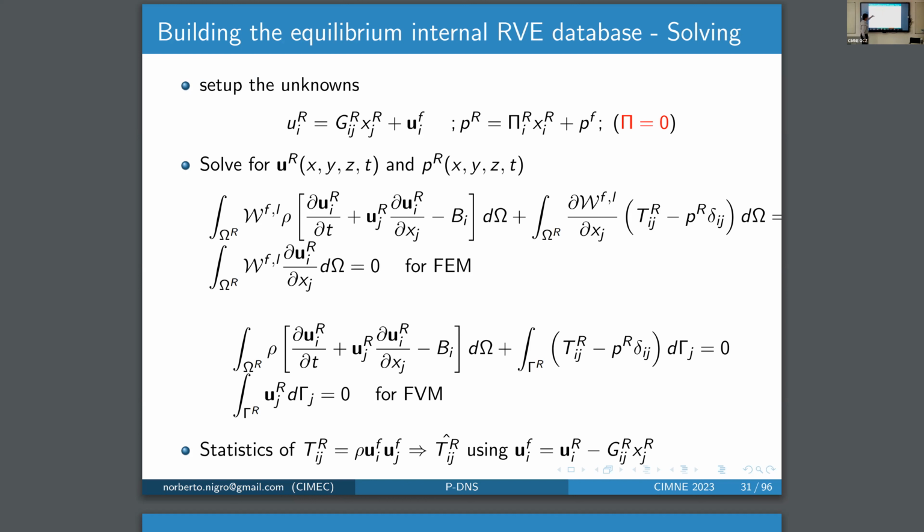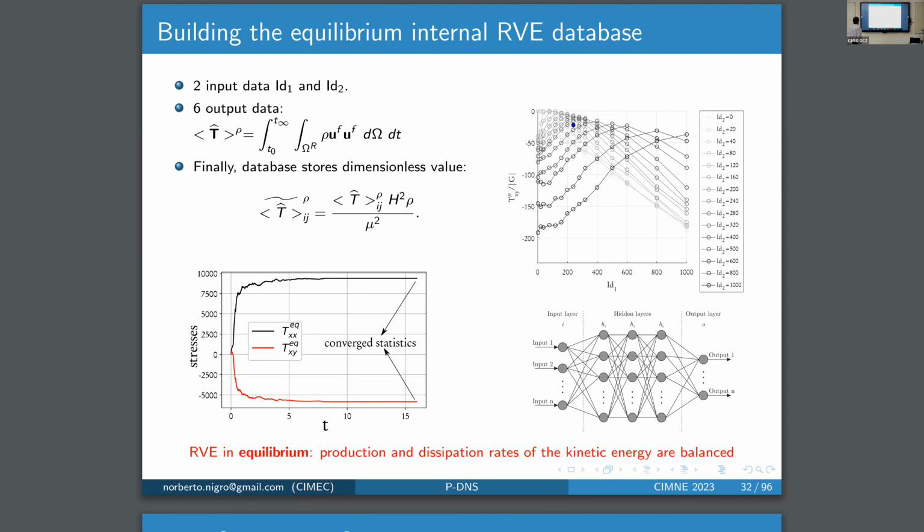So when you solve this problem, you get a RV solution and RV velocity UR, and with this UR you take the fine contribution with this subtraction, and with this UF you construct your tensor that should be upscaled in the coarse lecture. So as a summary, two input data, ID1, ID2, constructed by the G, or the gradient of the velocity, and 6 output data, the inertial stress tensor in temporal and spatial average.